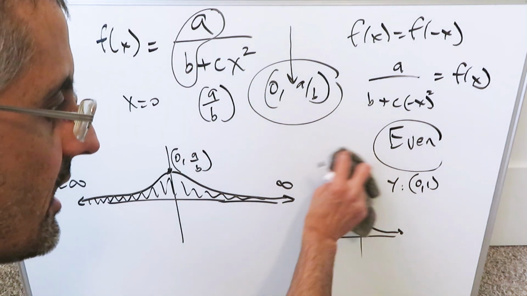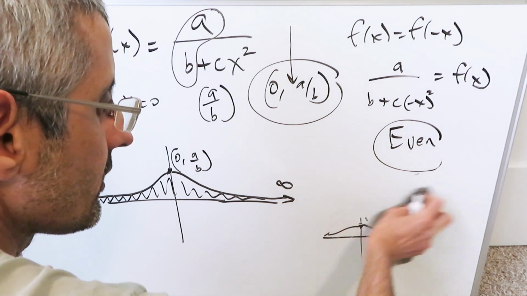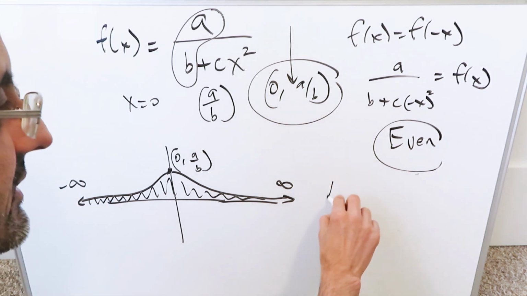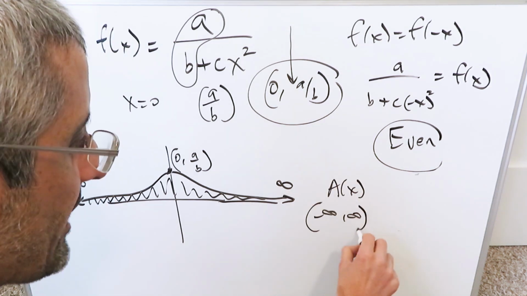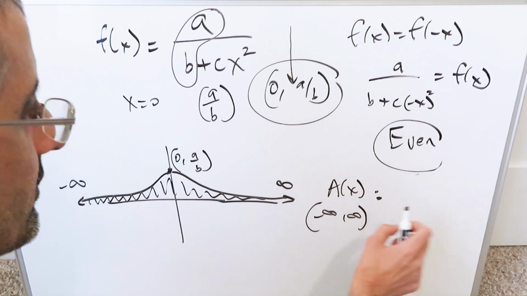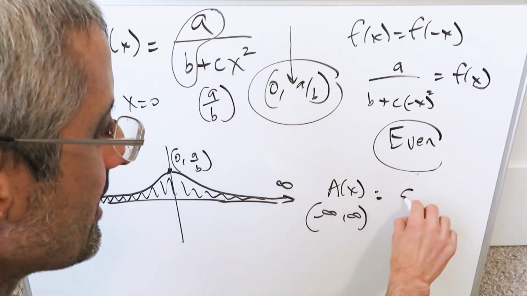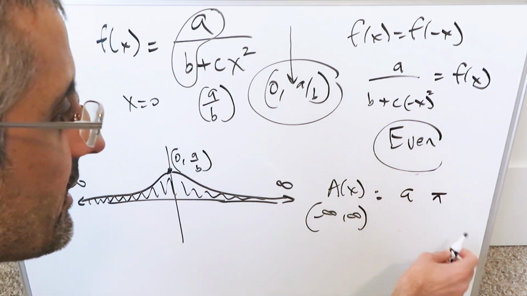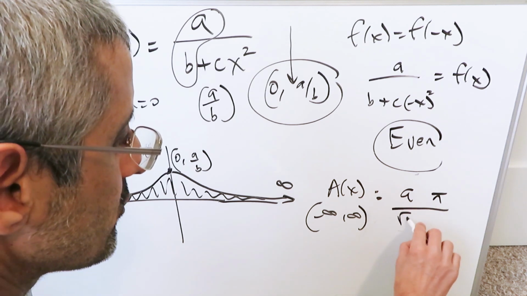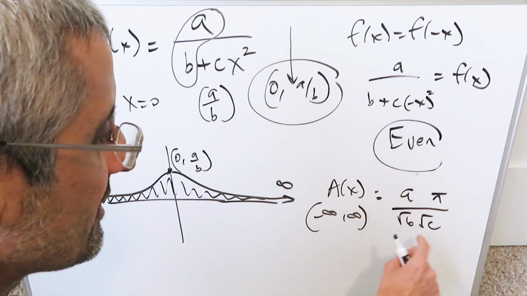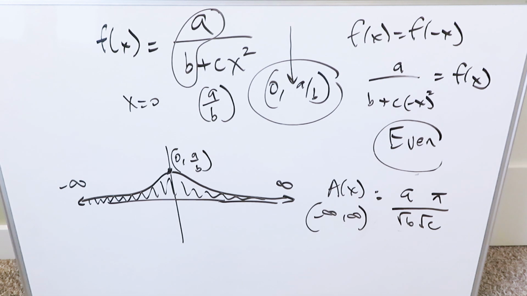What is that value? This right here is a good shortcut for you all to remember. The area of these type of curves, when you're looking from minus infinity to infinity, will always be equal to this. You see this a, you'll have a pi. The pi will come out from the arctan antiderivative divided by root b root c. If these b and c values can be simplified further because you have roots coming out, you can.